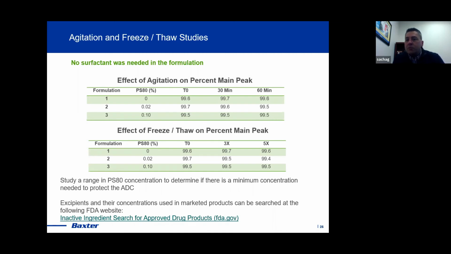And for some small molecule formulations that are delivered by IV infusion, the amount of polysorbate present is far larger than you would expect. So it's a good site to see what's out there.